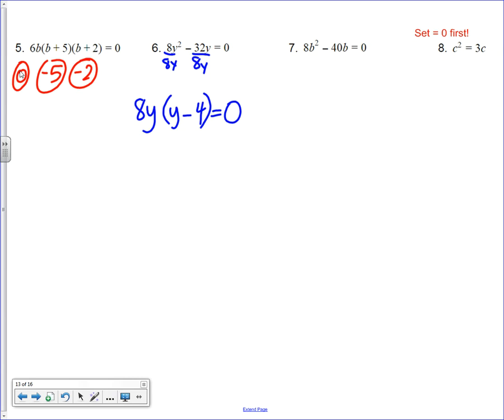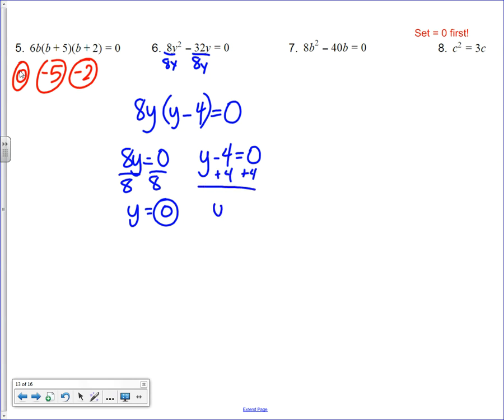Now, doesn't that look like the ones we just did? So what are we going to do with both of those? Set them equal to 0, and then we'll solve them. You are perfectly correct. How do you solve the first one? How do you solve the second one? And these would be your two answers.